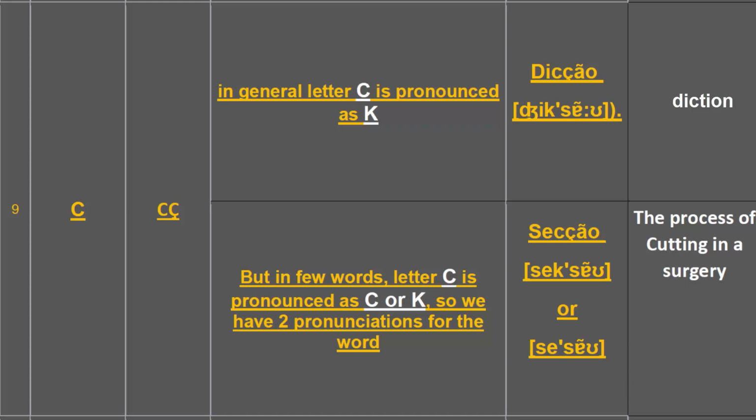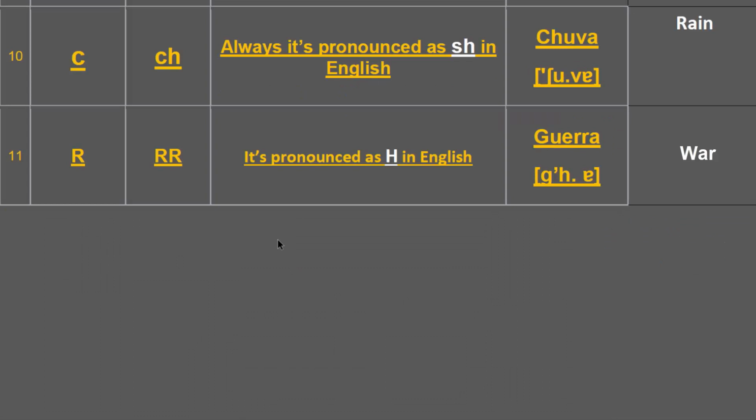The third digraph for letter C is CH. It's always pronounced as SH. For example, the word rain, which means in Portuguese "chuva". As you see here, the digraph CH is pronounced as SH in English.